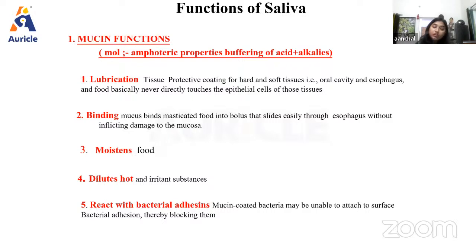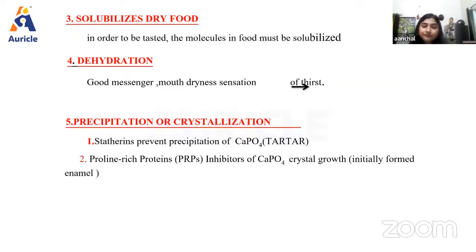Then another function of saliva is that it plays a very important role in speech. By moistening and lubricating the soft parts of the mouth and lips, saliva helps in speech. If the mouth becomes dry, there will be difficulty in pronunciation, right? So these are the very important functions provided by the saliva. Now look at the disorders.